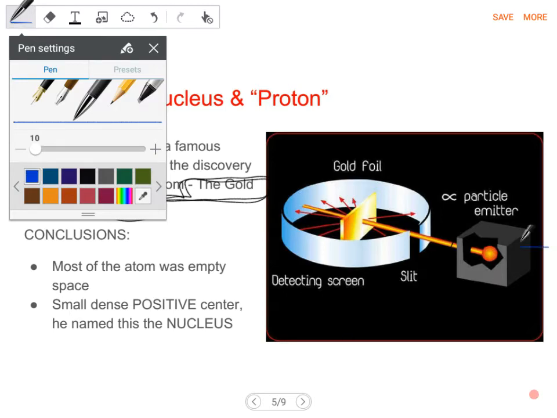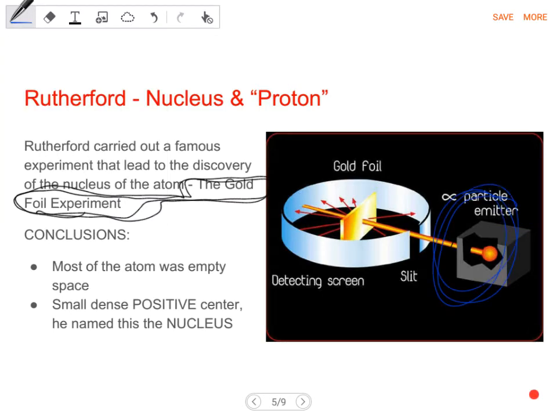And what he did is right here you can see the particle, it's called an alpha particle emitter. And what he did is he shot positively charged alpha particles towards the gold. Now it turns out that most of the positive alpha particles went right through with no deflection. But every once in a while, one would be deflected at a huge angle. What this led to is that he determined that most of the atom is empty space, except at the very middle, there must be a dense positive center called the nucleus.